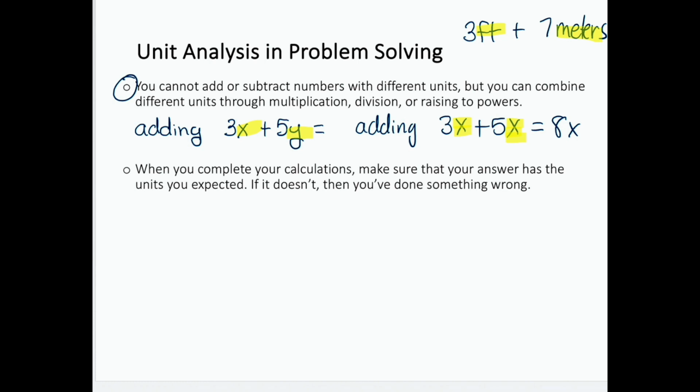Okay, another important thing that you need to know, we're looking at this one right here. When you complete your calculations, you need to make sure that your answer has the units that you expect. And this is what I had mentioned before. If it doesn't, then you've done something wrong and you need to go back and check your answers. So if I'm doing a bunch of calculations and I'm supposed to have feet at the end, the question is asking me to find how many feet. And I work everything out and I end up getting meters squared or something different. Then I know I did something wrong, so I can go back and check my work. And you can follow through and track your units, and that will help you find your mistake.